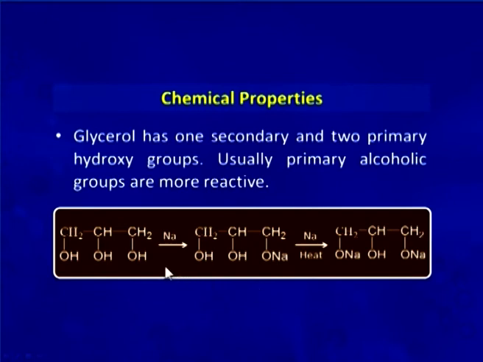Like for example, when glycerol is treated with sodium at low temperature, it forms monosodium salt with the primary hydroxy group, and when it is treated with sodium at a higher temperature, then the second hydroxy group also gets replaced, or the second hydrogen is also replaced by sodium, but it is only the primary hydroxy groups which react with sodium and not the secondary hydroxy group.